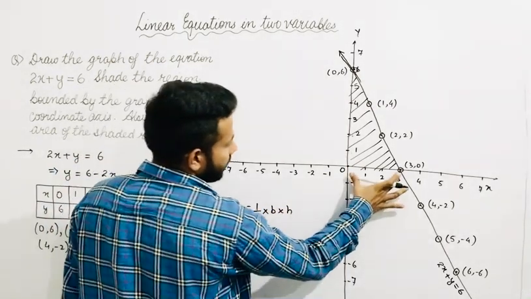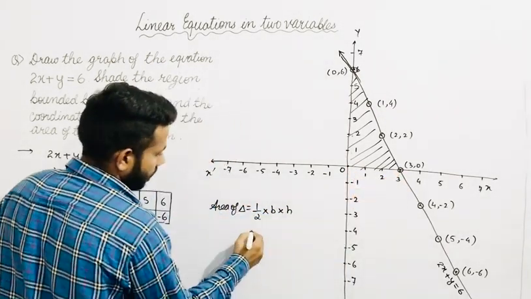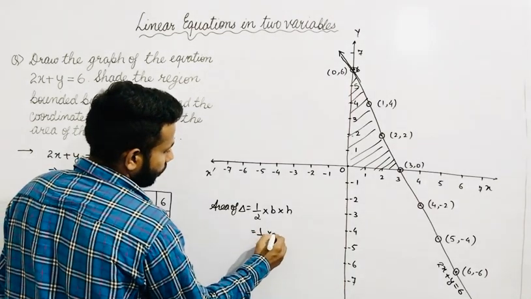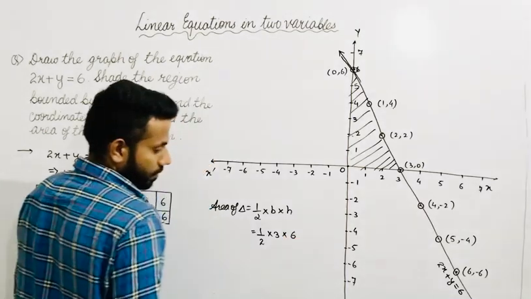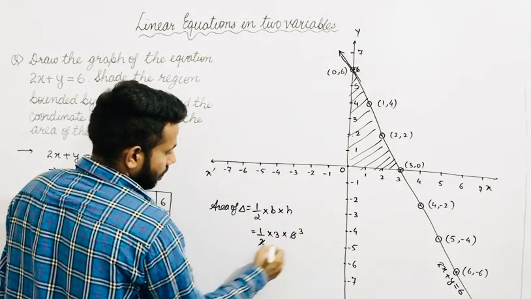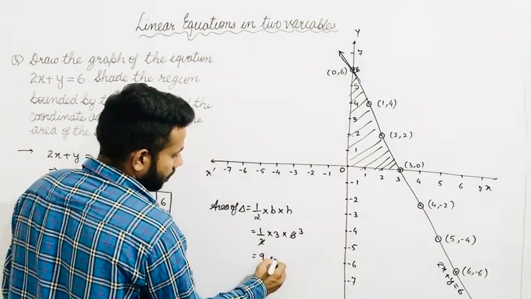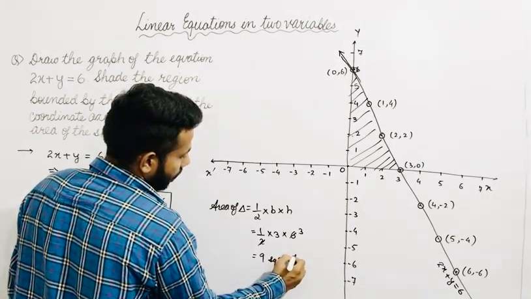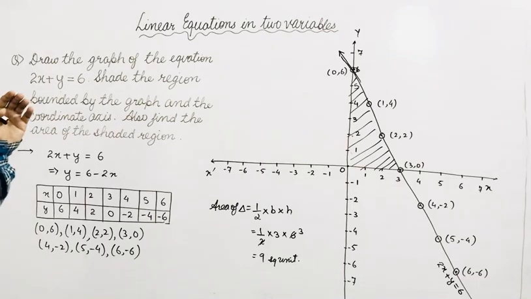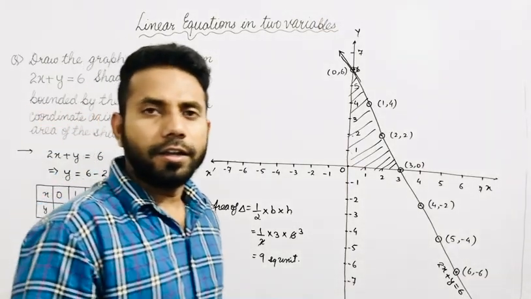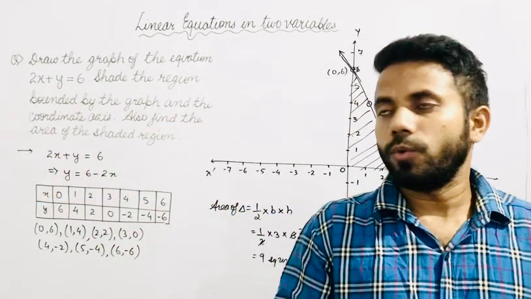What is the base? It is 3 unit. Half into 3. What is the height? It is 6 unit. 6. This is 9 square unit. This is how we solve, or we graphically represent, a linear equation in 2 variables.